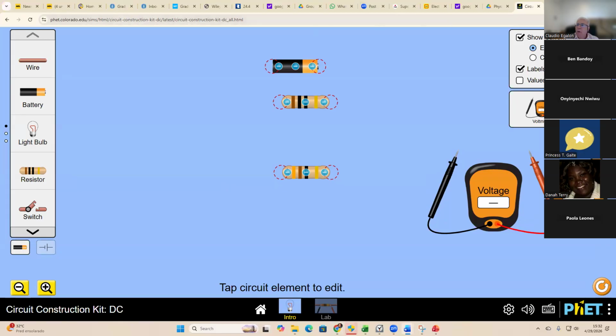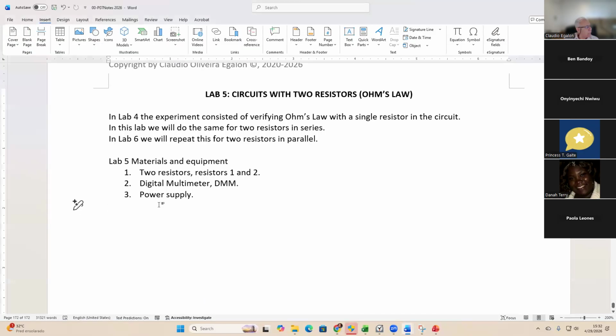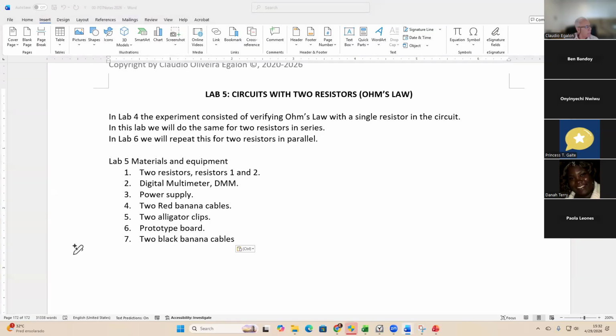The power supply in my simulation is the battery. Two red banana cables, two alligator clips. The simulations don't show banana cables and alligator clips, okay? We're going to need a prototype board as well, just like we used before in lab number 3, and two black banana cables.